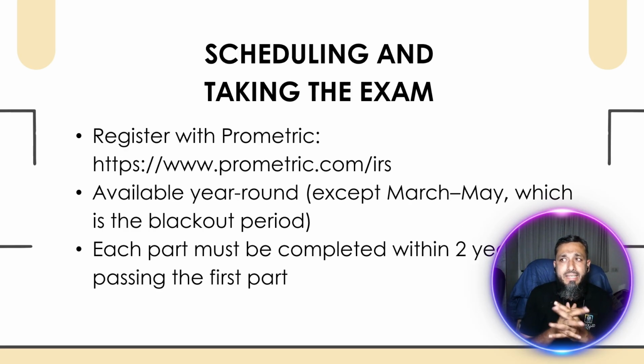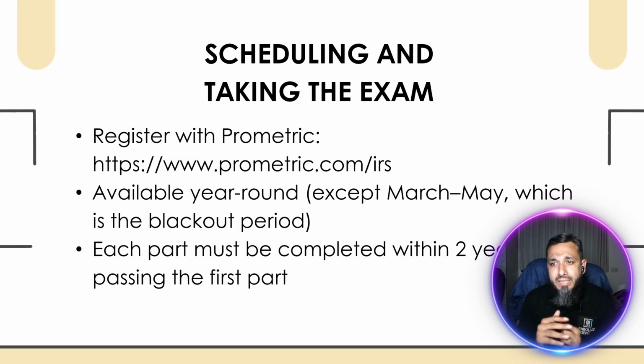Next is scheduling and taking the examination, and how you can appear for it. You need to obtain the PTIN. First, I will mention the link in the description of the video for how you can obtain the PTIN, and you need to register with Prometric. That link is given in the description of this video. Prometric conducts the examination for the enrolled agent all year round, except from March to May, which is the blackout period. So you can't schedule an examination between March and May.